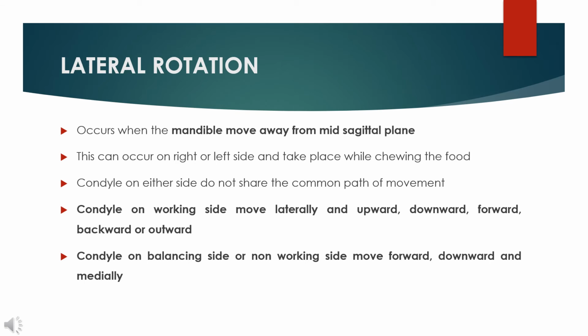First we will see about the lateral rotation. Lateral rotation occurs when the mandible moves away from the mid-sagittal plane. This can occur on the right or the left side and takes place while chewing the food. During this lateral rotation, the condyles on either side do not share a common path of movement. The condyle on the working side moves laterally and upward, downward, forward, backward or onward, while the condyle on the balancing or non-working side moves forward, downward and medially.